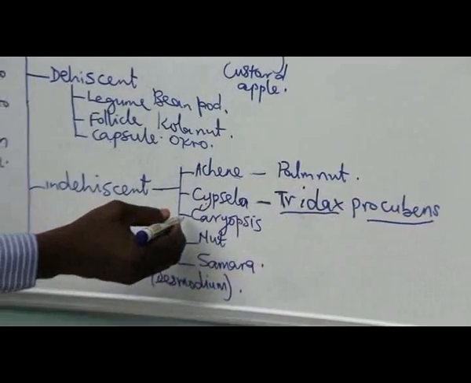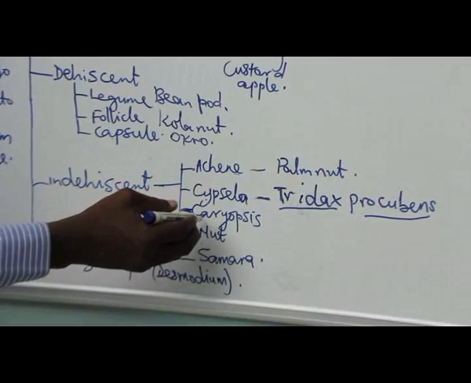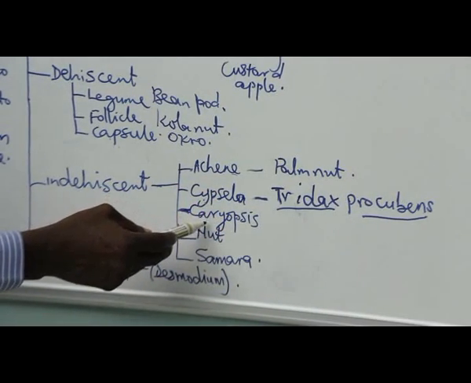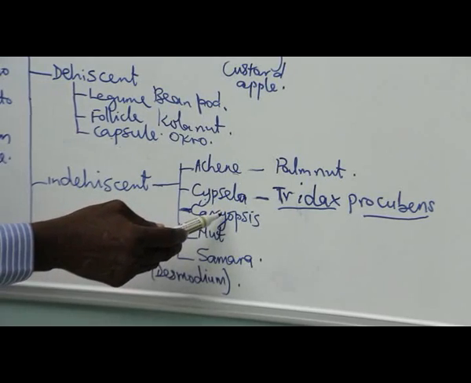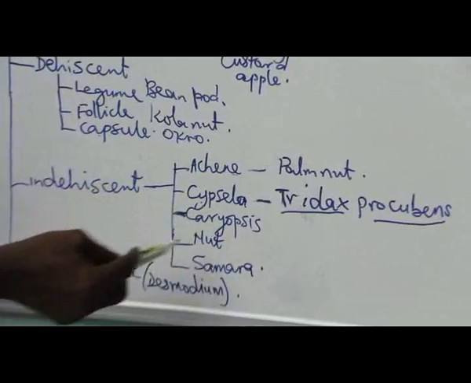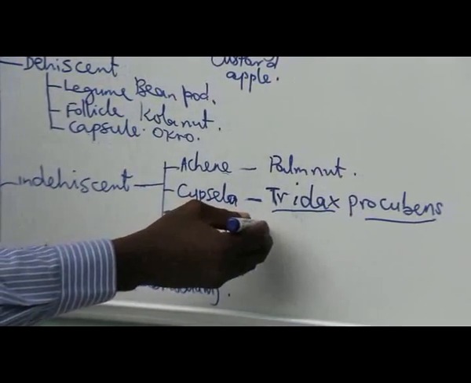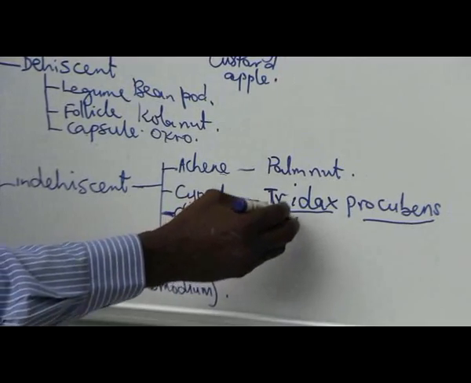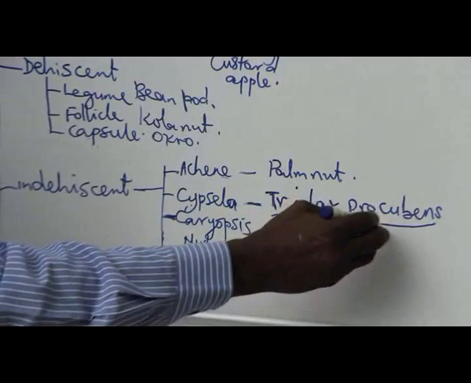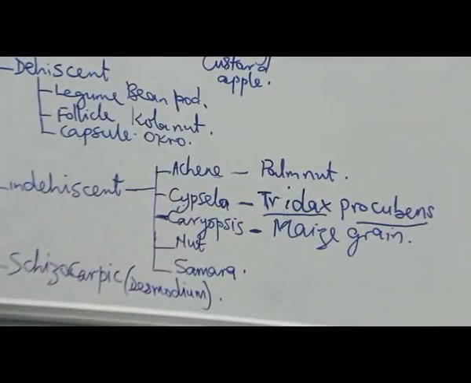Then we have another group which is also like achene. When dried, it will not split open. But in this type of fruit, the pericarp fuses with the testa of the seed, so everything looks like a single seed. Example of this type of fruit is maize grain. A maize grain is a caryopsis.